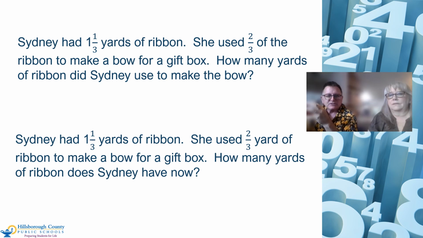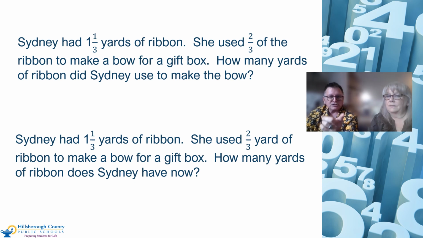Yes. In the first scenario, she used 2/3 of the ribbon to make a bow for a gift box. And how much ribbon did she have? She had 1 1/3 yards of ribbon. So she's using 2/3 of the 1 1/3 yards of ribbon. Exactly. That's like thinking about a part of a part. So I'm using multiplication there. There's my multiplication problem.